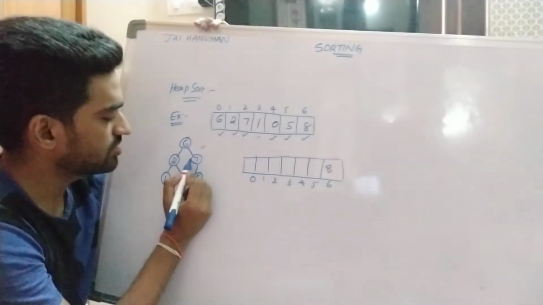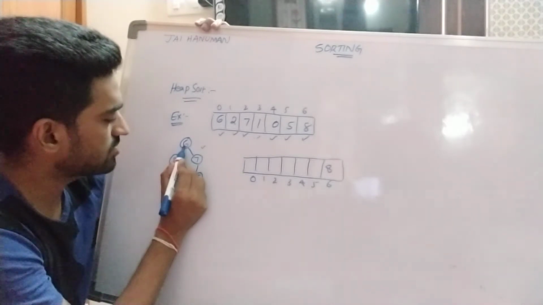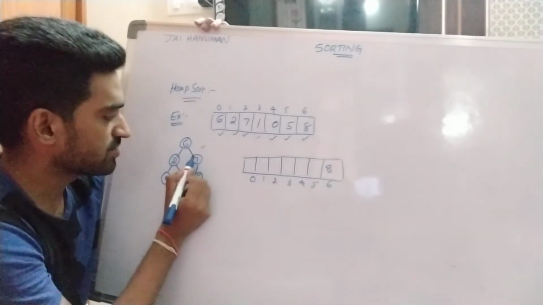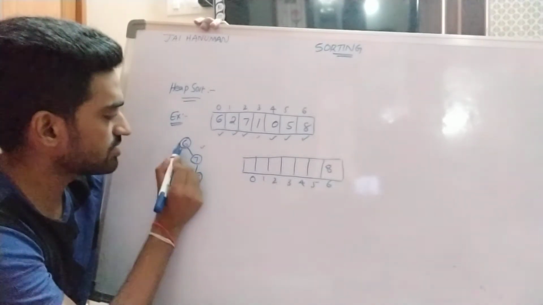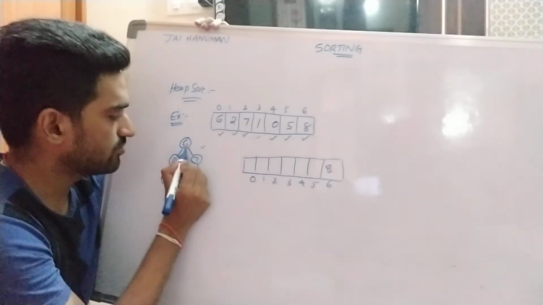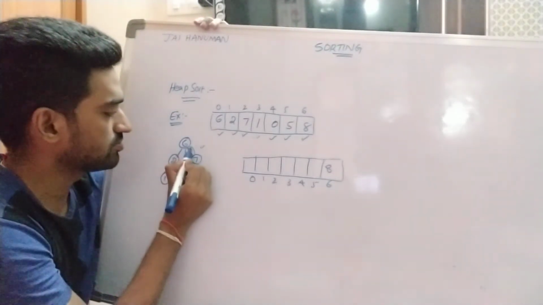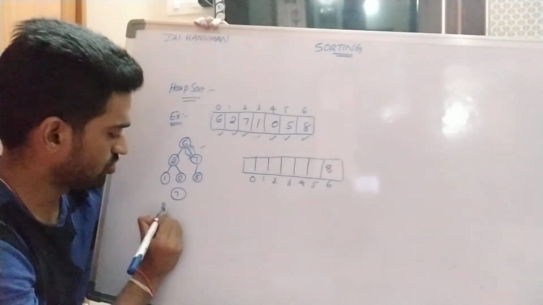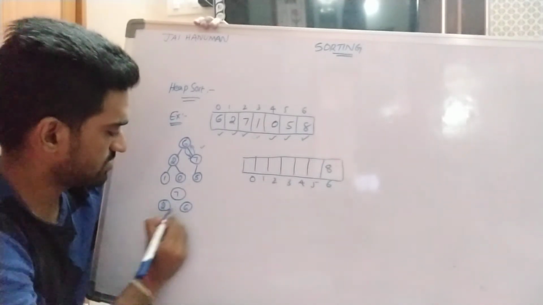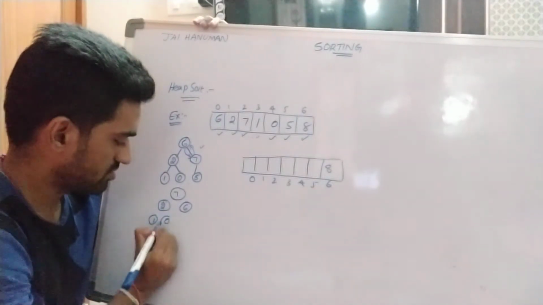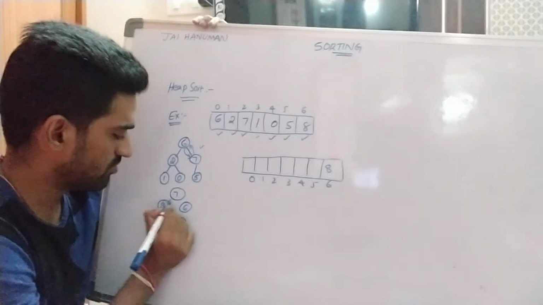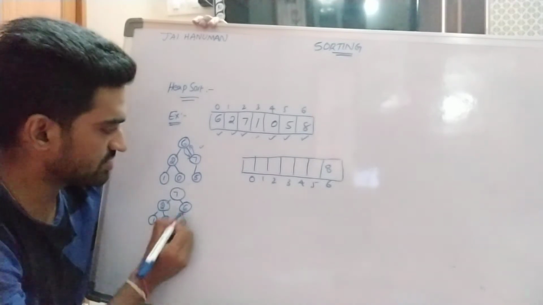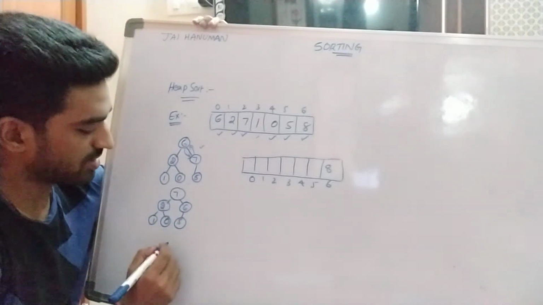Why? Because here, what are the children nodes for node 6? 2, 7. So 7 is greater than 6. That's why we are swapping these two. Now the tree becomes 7, 2, 6, 1, 0, 5. Now this tree satisfies the max heap tree property.